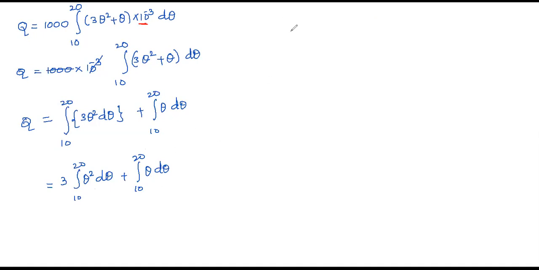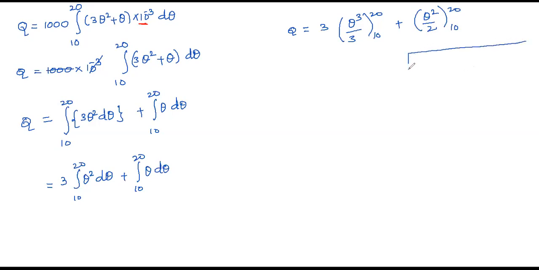Now q is equal to 3, and theta square means what? Theta power 3 by 3, put upper limit subtract lower limit, plus this is theta square by 2, put upper limit subtract lower limit. What is this? Sir, we did not understand. See this block of integration.